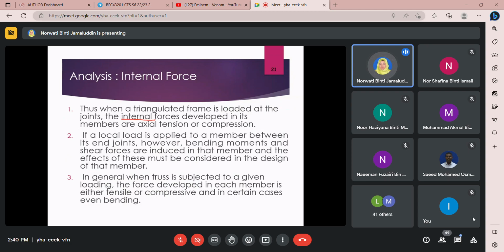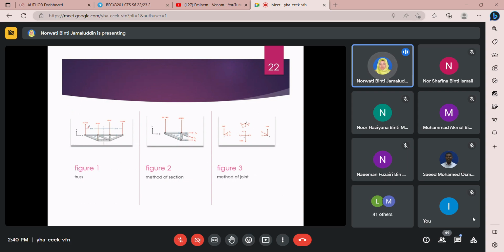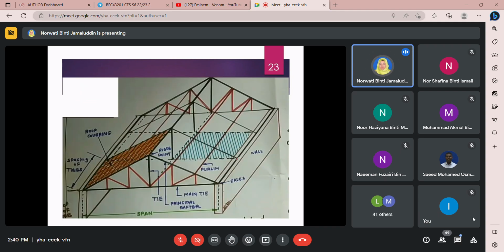This one is about internal force. When you analyse the truss members, you have the methods. I hope you notice that all the internal members are in the form of tension or compression; there are only two. This is the method of section, and this one is the method of joint.